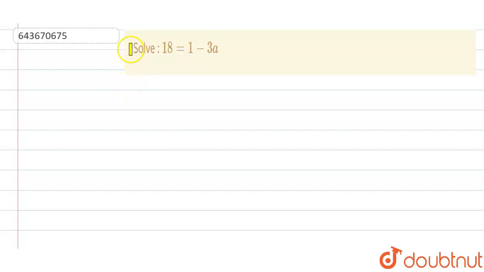Hello friends. Today the question is, solve 18 is equals to 1 minus 3a. So let's start the solution. The given question is, 18 is equals to 1 minus 3a.